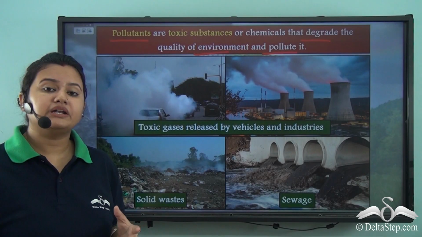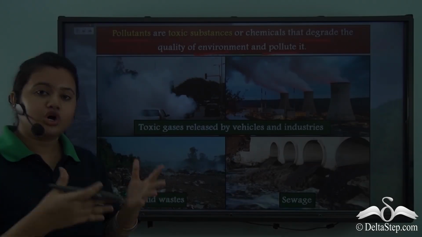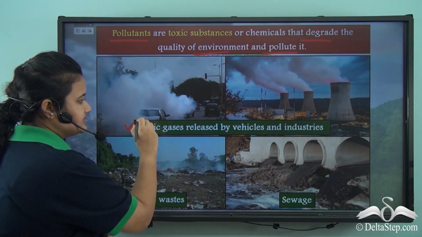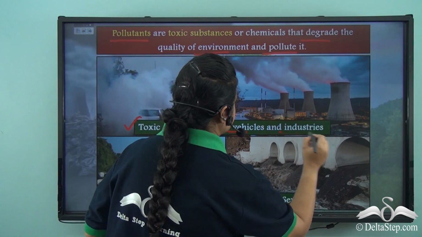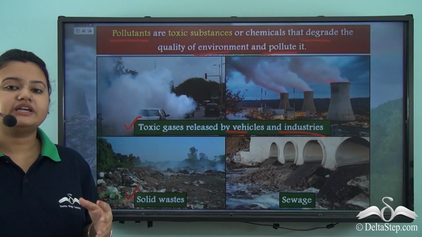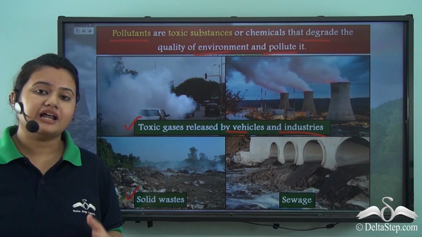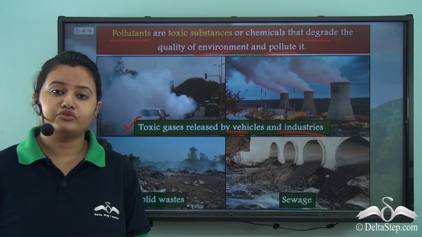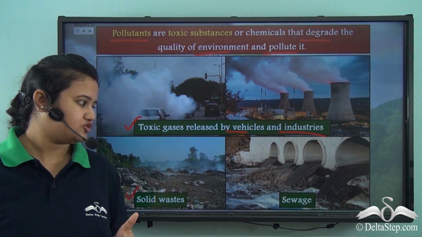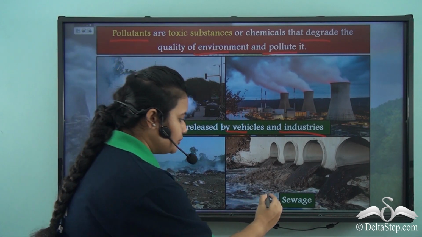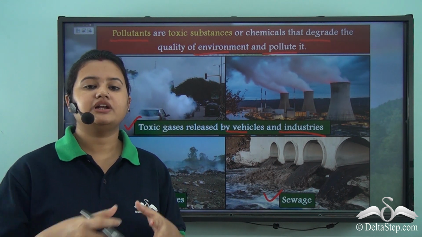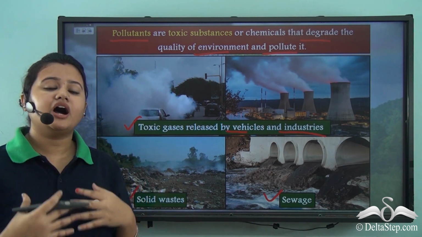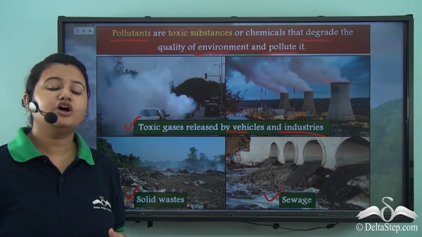So these pollutants cause undesirable changes in the quality of air, water, soil, etc. Now, pollutants can be mainly found in three states: solid, gas and liquid. Gaseous waste mainly includes toxic gases released by vehicles and industries. Solid waste mostly includes plastic, thermocols, glass bottles, metals, garbage, etc. It also includes leftover fruits, paper cuttings, wood cuttings, etc. Liquid waste includes sewage, agricultural runoffs, industrial discharges, etc.